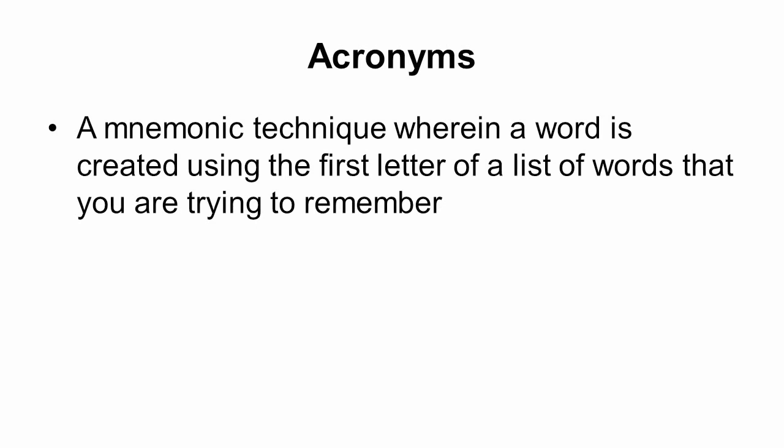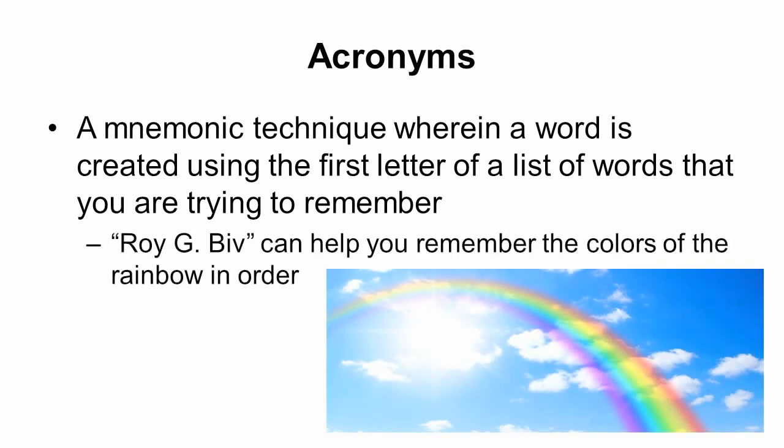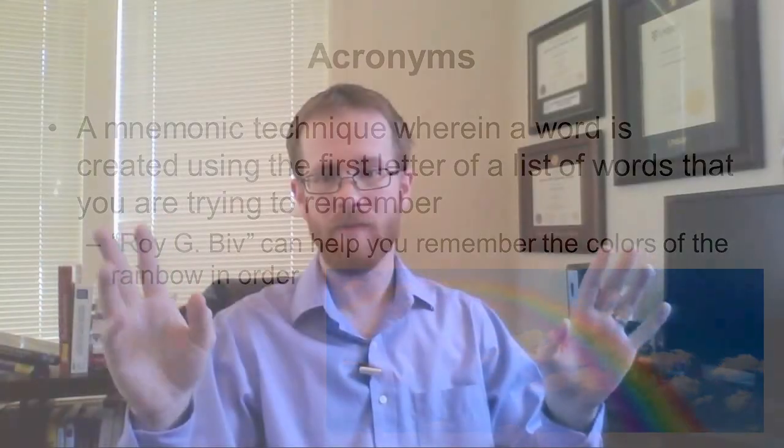One of the more famous acronyms that you may be very familiar with is Roy G. Biv. This seems to be a person's name, but it's really just all the first letters of every color in the rainbow. So you have red, orange, yellow, green, blue, indigo, and violet. That's one acronym, but our world is full of acronyms because they are very, very effective at helping us to remember.